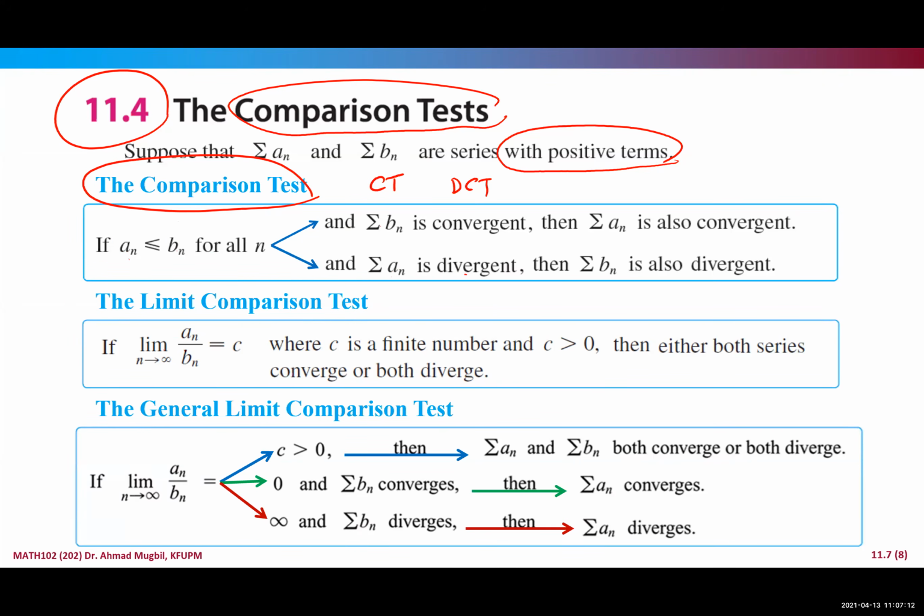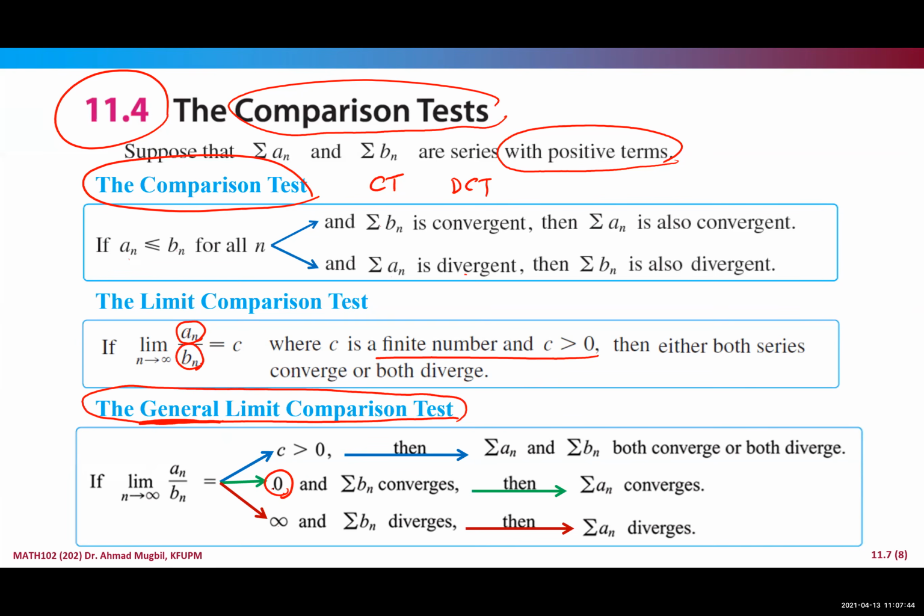Just you need to find the limit of the ratio. Take the nth term over the nth term. If the limit is equal to a positive finite number, then both converge or both diverge. If the limit is zero, this is what I called the general limit test. I add the two cases that it is 0 or infinity. Of course, this is an exercise in your textbook. I have added for you here and called it the general limit comparison test.